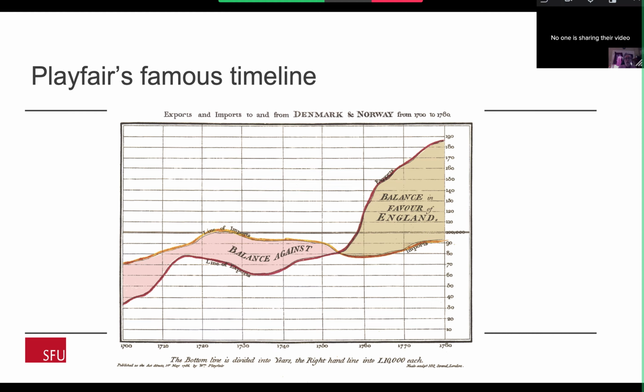And what he's showing here is that from 1700 to about 1750, England was in a trade deficit situation, and then starting around 1755 and up to 1780, there was a significant balance of trade in favor of England. That is to say, greater value of exports compared to imports. So this is a classic timeline visualization. On the right, you can see the scale that both of these are on, these figures you see, 10 to 190 times 10,000 pounds.